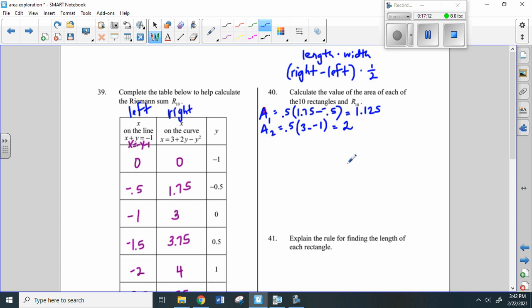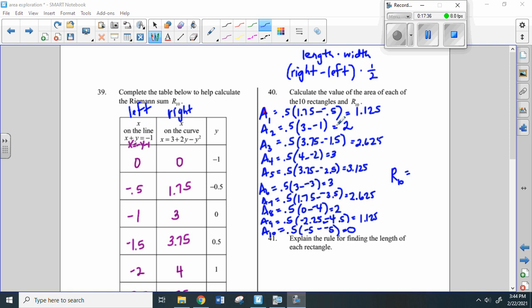And then at the end, I'm going to add them all up to get my Riemann sum, which is my estimate for the area using these 10 rectangles. So I'm going to pause the video here and write everything out, and then you should do the same and then check your work.